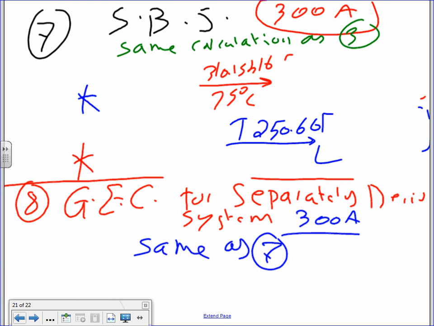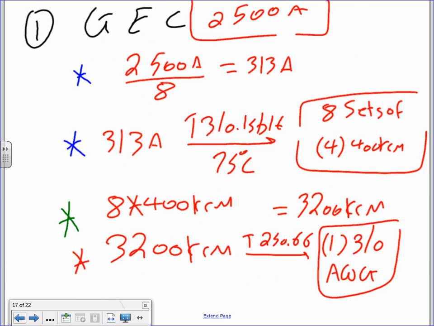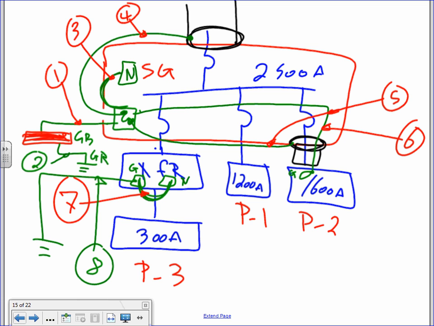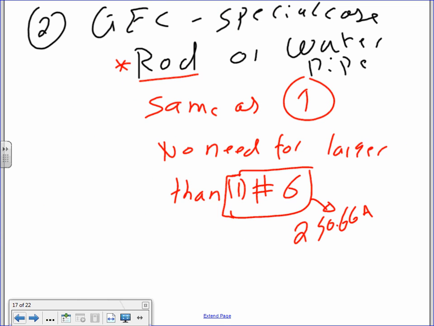Last two is system bonding jumper. Now I want to remind you guys, we have a transformer right here. We have a transformer, Anna. We need to bond the neutral at the ground. It's called a separately derived system. This is seven, and eight is the grounding conductor that's coming from the transformer to the ground bar. So that's what we're sizing.